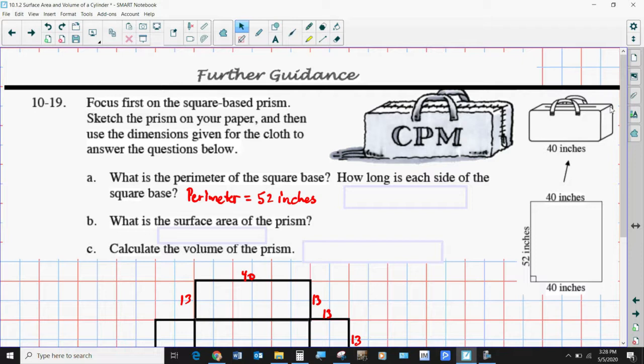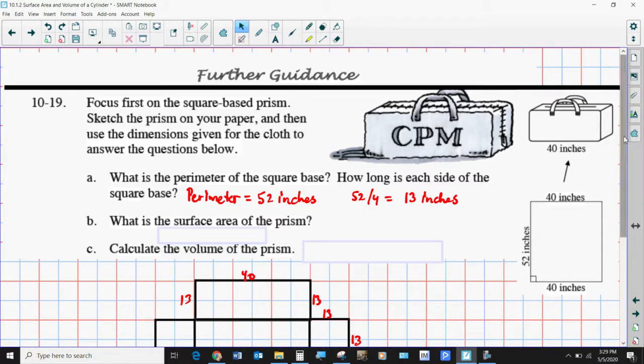So then what would be the dimensions of each side? Well, each side length of that square is going to have to be 13 inches, since we're going to have 4 sides and this total going all the way around is 52. So 52 divided by 4 is 13. That's why we've got the 13s written in here.